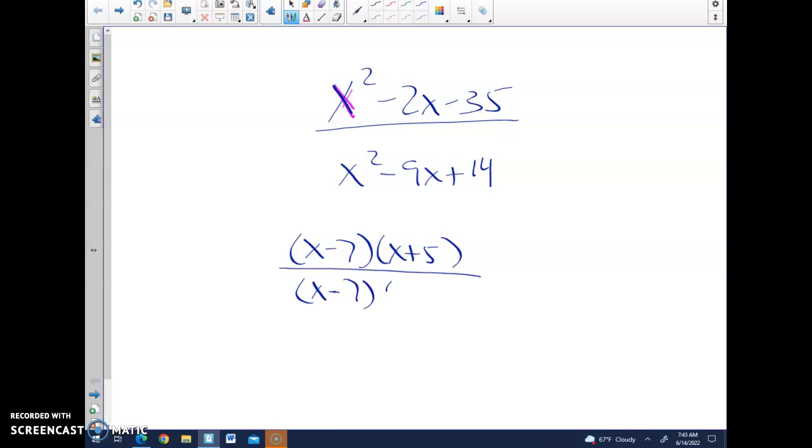x minus 7, x minus 2. Okay? And something's probably going to cancel. In this case, x minus 7 cancels, and I'm left with x plus 5 over x minus 2.